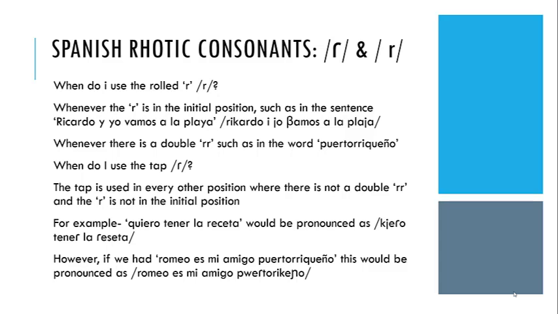Okay, now let's talk about when to use the tap sound. The tap is used in every other situation where a single R is not in the initial position or there are no double R's. For example, this sentence will be pronounced as Quiero tener la receta. Since there is no R in the initial position and there are no double R's, all the R's are pronounced as taps. However, if we had this sentence, it would be pronounced as Romeo es mi amigo puertorriqueño. And you would roll the R's in Romeo, since the R is in the initial position, and in puertorriqueño, since there's a double R. Okay, I hope that makes a little more sense on where to pronounce those sounds.